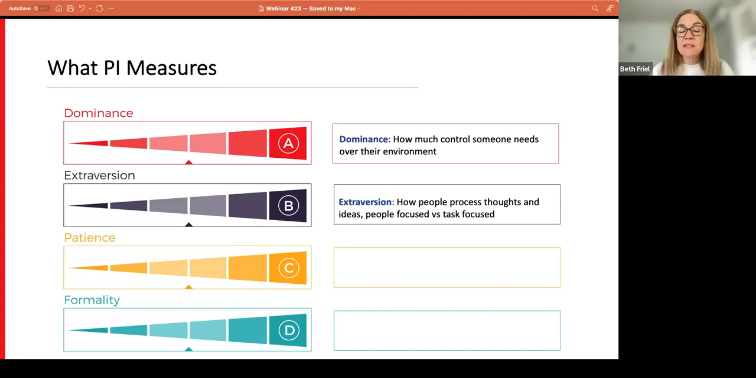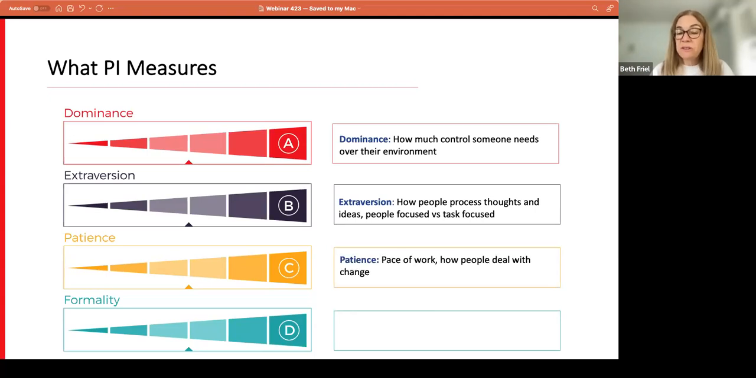Extroversion, someone with high extroversion, processes thoughts and ideas out loud with other people. And they usually have a need to be liked. So they'll use a lot of more empathetic communication. We'll get into that. People with a lower amount of extroversion tend to process in their heads. And they get more energy being around fewer people.